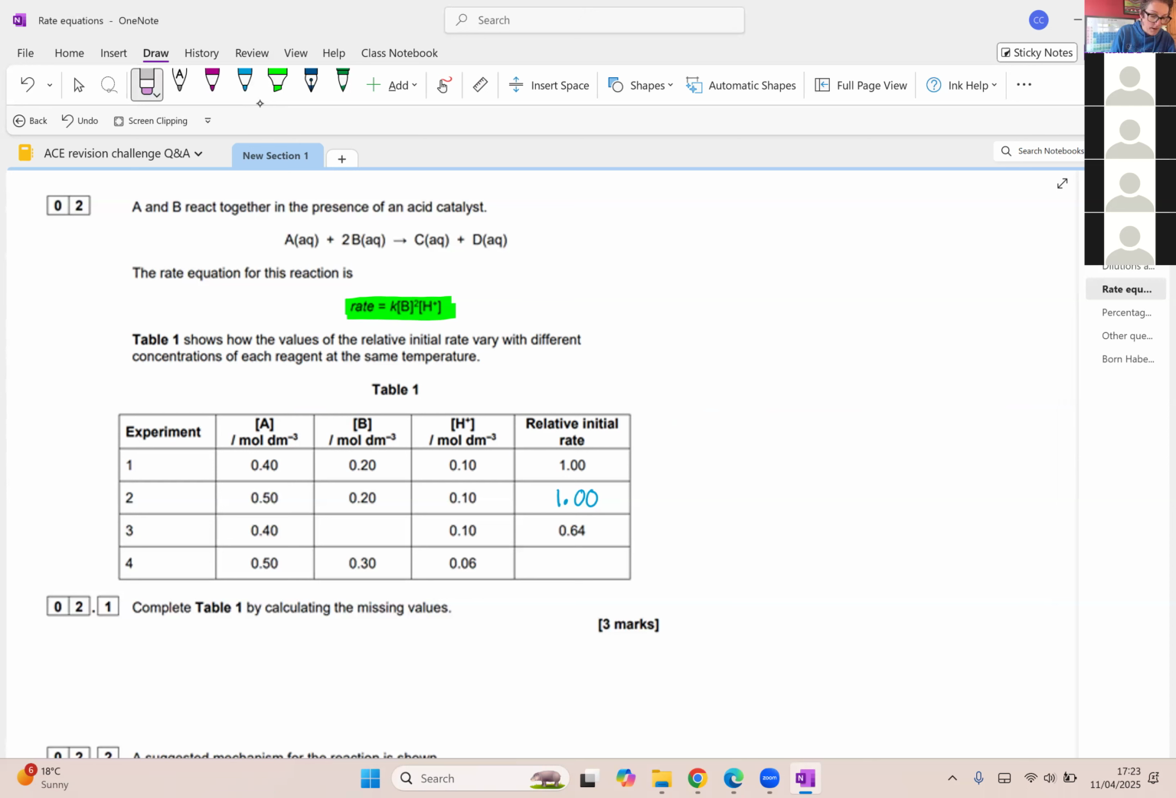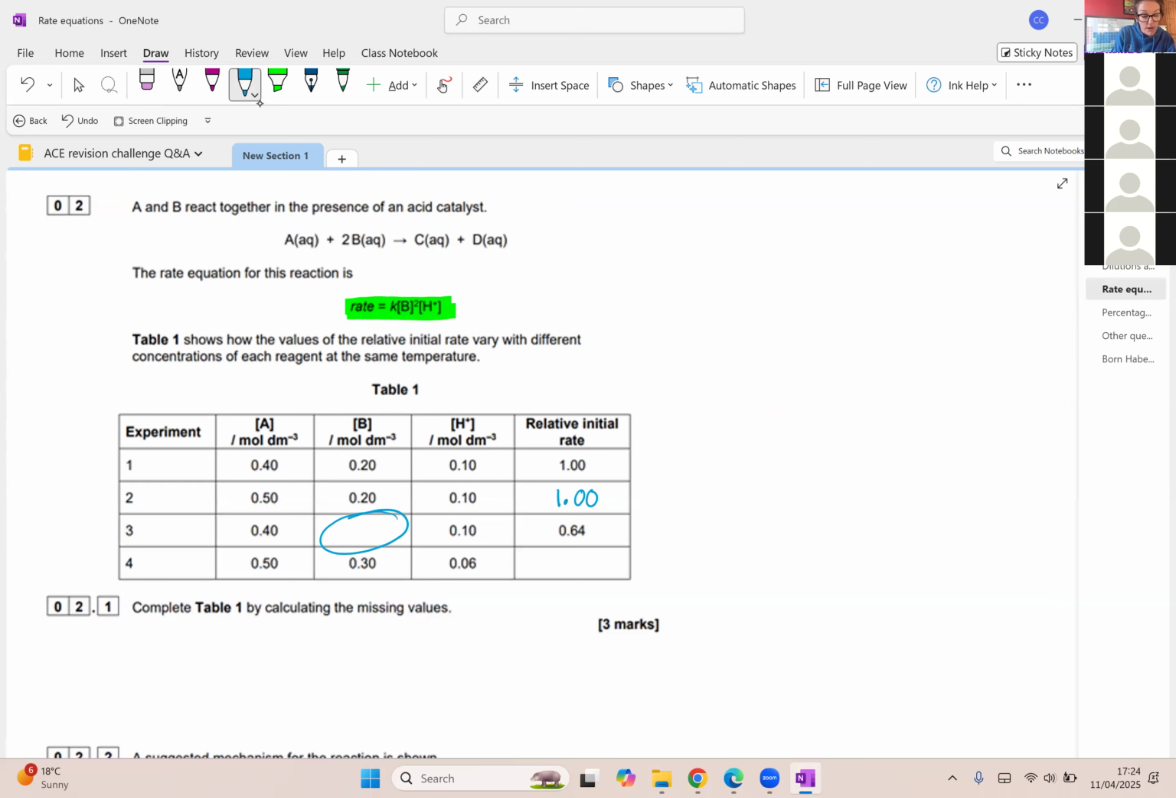On the next one, I'm going to compare the first and the third. Relative initial rate, it doesn't really matter that it says relative. We don't care what the units are. We just want to think about what I am timesing it by. Obviously A, we can just ignore completely. It doesn't have any effect. What we're trying to find out is the concentration of B.